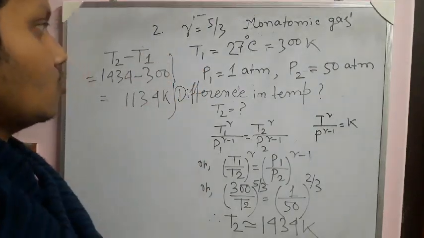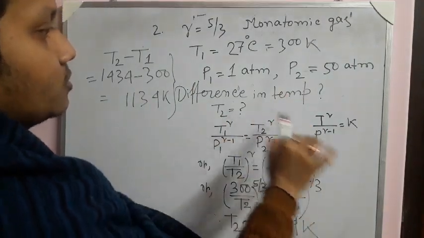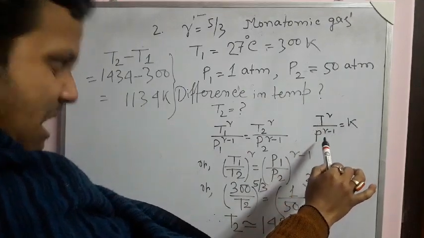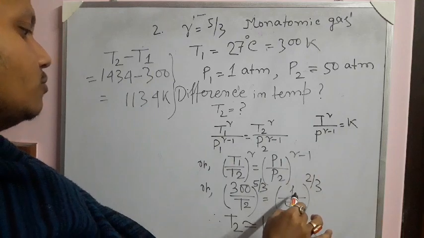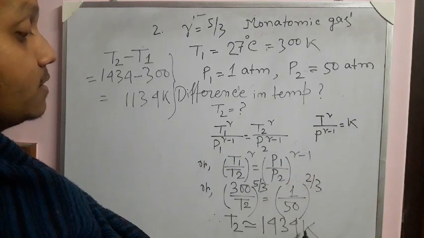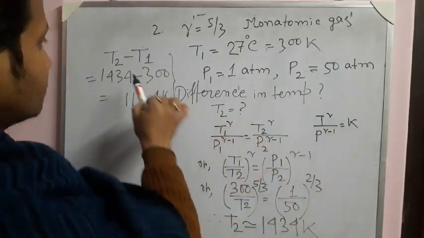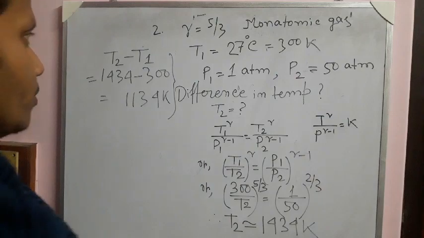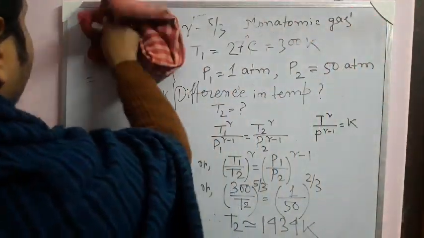So at first we found the final temperature by using the pressure temperature relation, that is T to the power gamma by P to the power gamma minus 1 equal to constant. We substitute all the values and get T2, and then the temperature difference is T2 minus T1. This is also an easy, simple numerical. So let us move to another numerical.